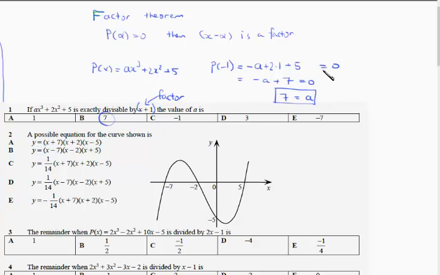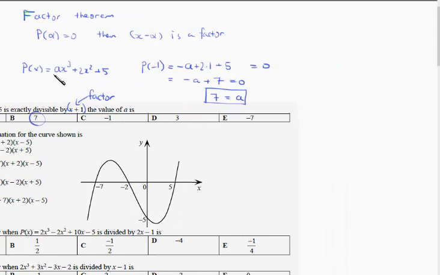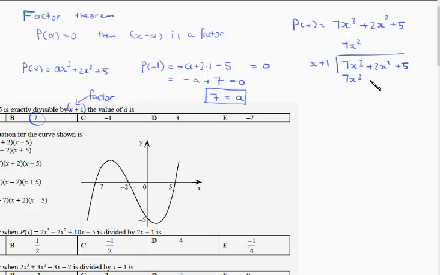So we're going to put this to a test. Because the polynomial is now defined as 7x cubed plus 2x squared plus 5, we can actually divide this just to check if this is really exactly divisible by x plus 1. I have to multiply this by 7x squared in order to match the leading terms. This times this is 7x cubed. This times this is 7x squared. And then you subtract, and this is negative 5x plus 5.